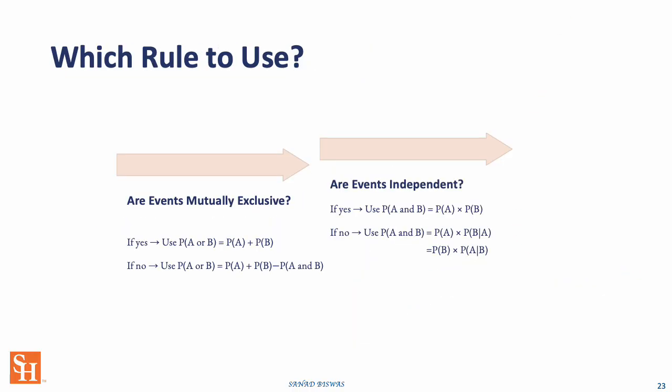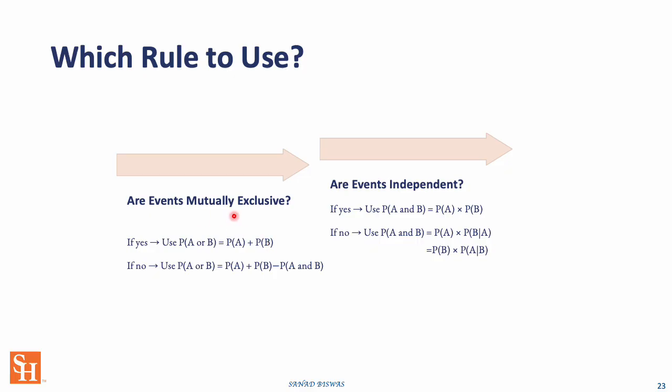So far we have discussed many formulas, and we might be confused. So let's see everything together and summarize. If two events are mutually exclusive, that means there is nothing in common, then we have to use this formula. The probability of A or B is equal to the sum of their individual probabilities, that means probability of A plus probability of B.